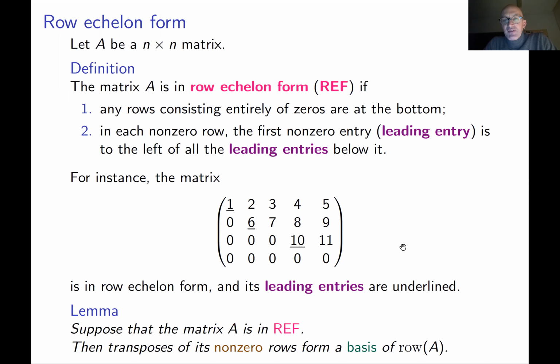If you have a matrix in the row echelon form, then the transposes of its non-zero rows form a basis of the row space. Okay, look. What is a row space? Row space is a space generated by linear combinations of your rows. It's basically the span of the rows of your matrix. So all possible linear combinations of these rows.